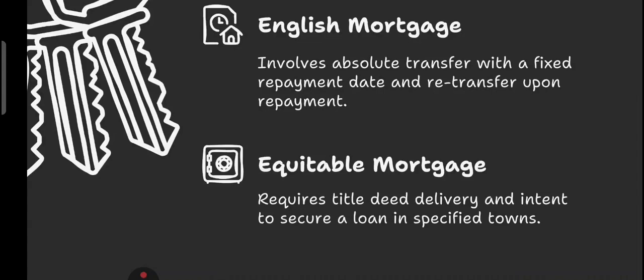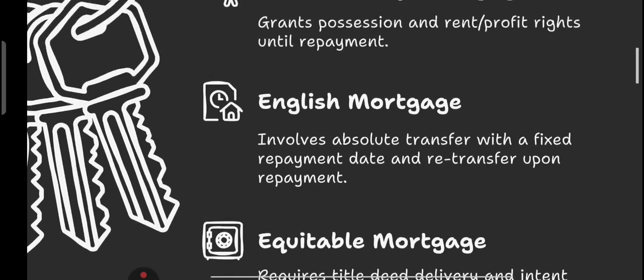And what is equitable mortgage? There is no formal transfer. The borrower just gives the lender their property documents and promises to pay, usually done in certain towns. So whether you are a student, home buyer, or just curious, understanding these types helps you know your rights and risks in any property loan.